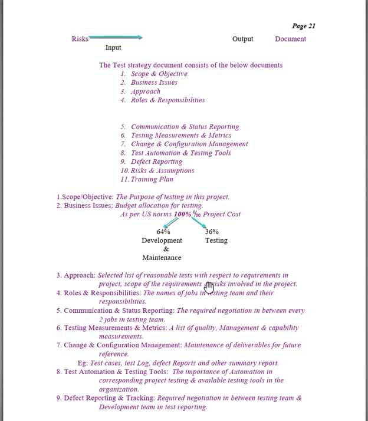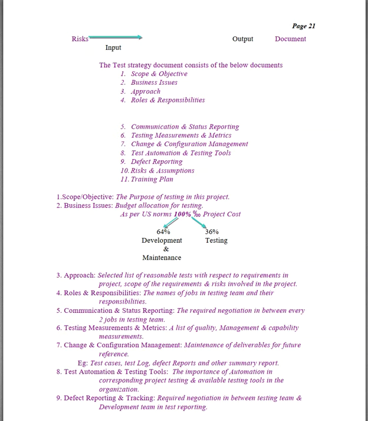So the test strategy document consists of the scope and objective, the business ideas, business issues, the approach, the roles and responsibilities, the communication and status reporting, testing measurements and metrics, change and configuration management, test automation and testing tools, defect reporting, risks and assumptions, and training plan.